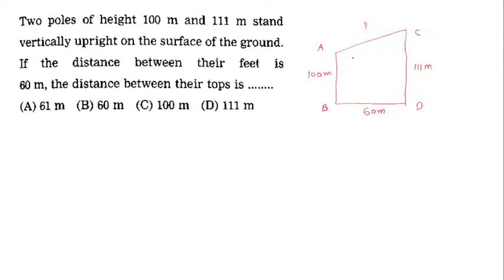Now to solve this we have to draw a perpendicular from point A to segment CD. So let us consider this is a perpendicular AE which is drawn from point A on segment CD. Now as these two are poles which are vertically upright, that means these angles must be of measure 90 degrees. So we have done one construction.